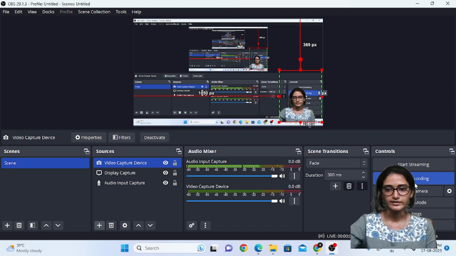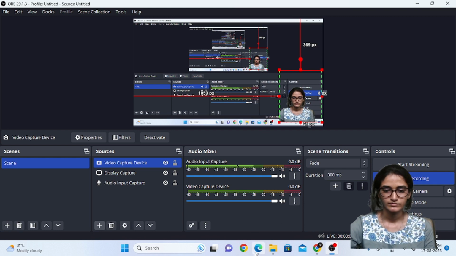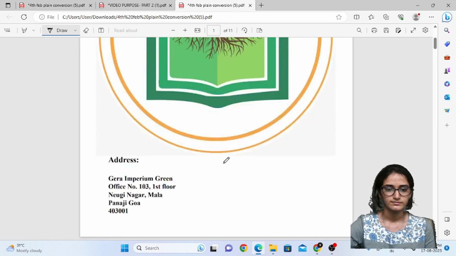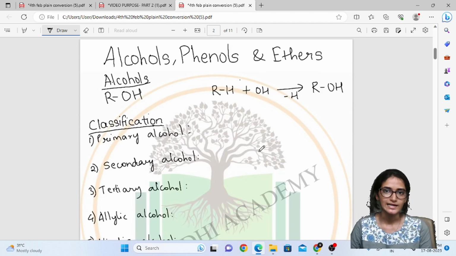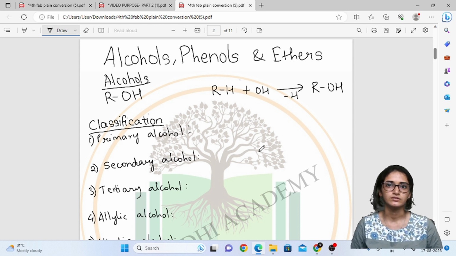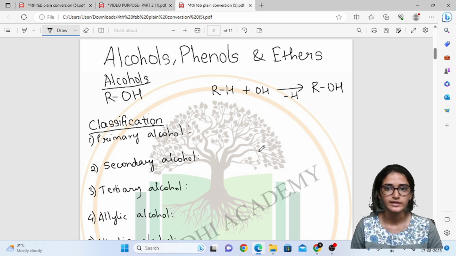So let us start with the nomenclature of the chapter. In our lower classes, we already studied what alcohols are, the nomenclature of alcohols, how to write the names, how to write the structures. So in this chapter, we will study more compounds of alcohols. Along with alcohols, we will study about phenols and ethers.